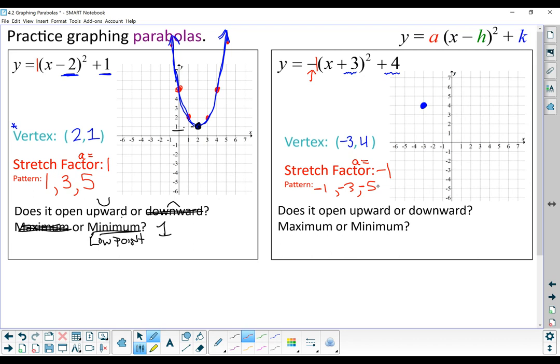And so if we count off that pattern, down 1 over 1, down 3 over 1, now we can go down 5 over 1. That's the right side of the U. And now we need to also get the left side. So we're going to go down 1 again, then down 3 over 1, and then down 5 over 1. So there's our points, and we can sketch in the U shape.